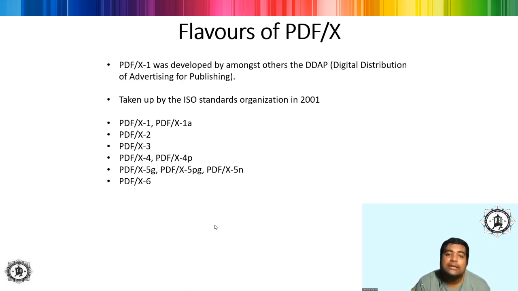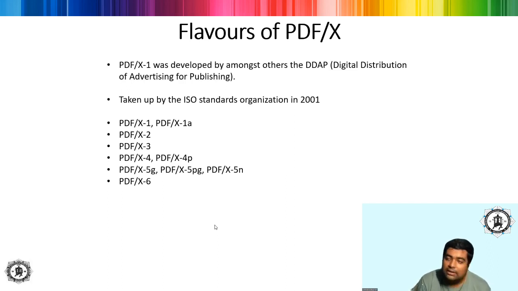PDF X3, again based on PDF 1.4 only, allowed OPI, that is the linked data, to be included within that PDF file. And then in 2008, this was quite important. This came to be known as PDF X4, and the ISO name was ISO 15930-7 of 2008. This is perhaps one of the most important and most widely used PDF X standards still today.